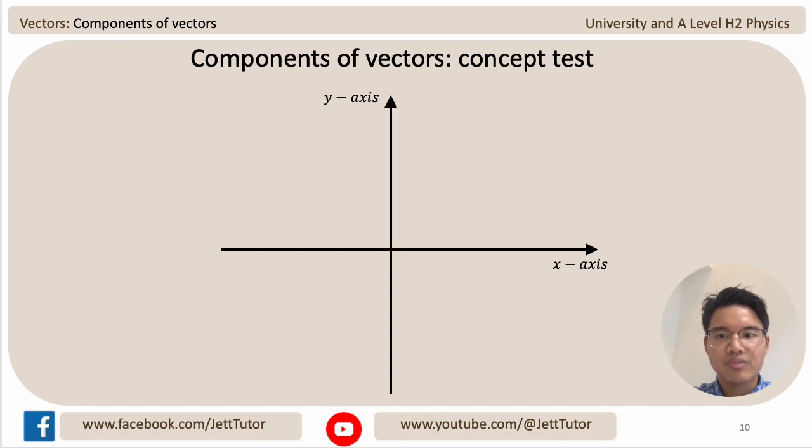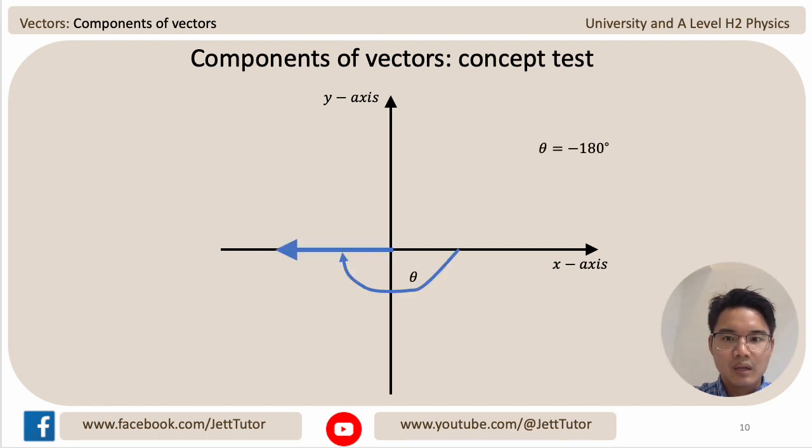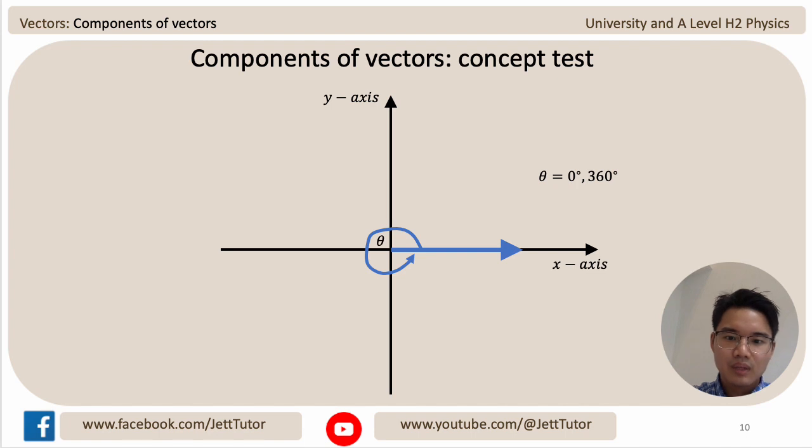What is the angle of this vector from the positive x-axis? Counterclockwise direction, 90 degrees. What is the angle of this vector from the positive x-axis? For clockwise direction, minus 180 degrees. And lastly, what is the angle of this vector from the positive x-axis? Counterclockwise direction, 0 degrees as well as 360 degrees.